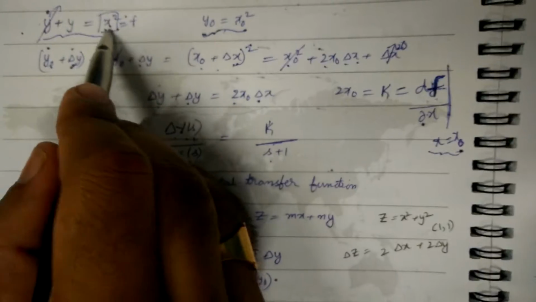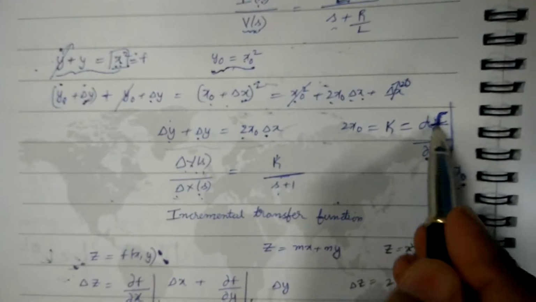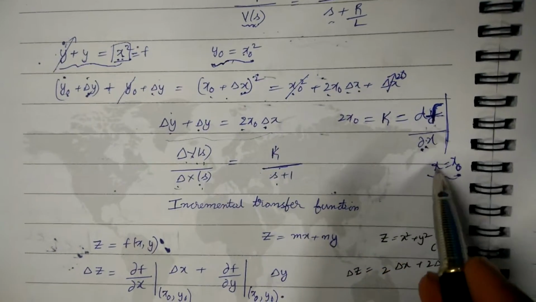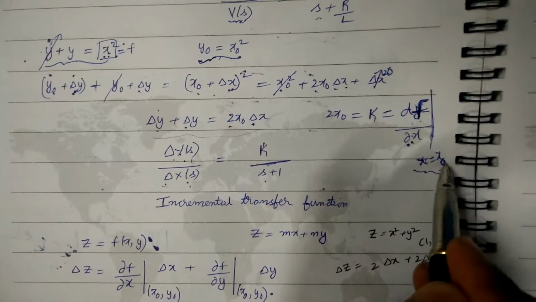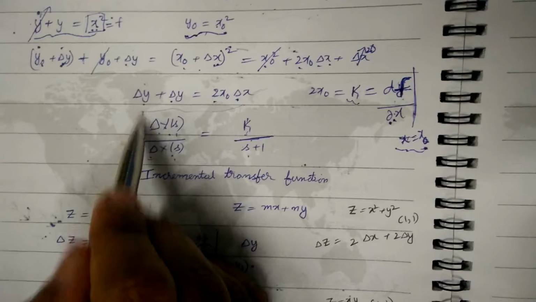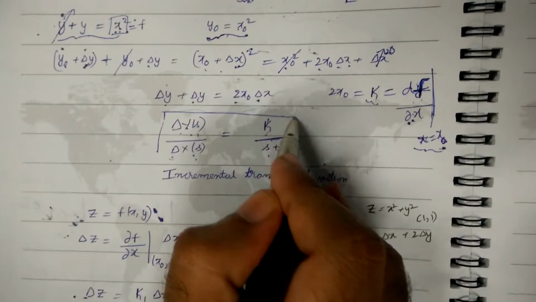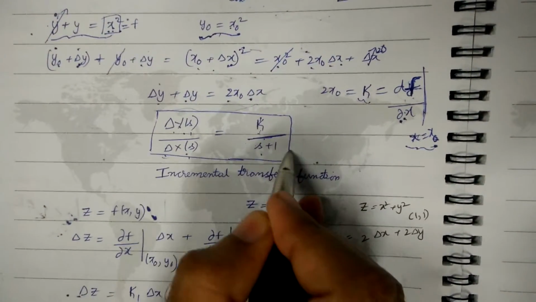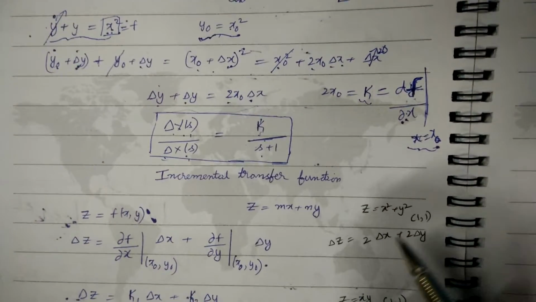So how to do it: find out the nonlinear part, differentiate with respect to x, and substitute that operating point. We will get that constant. So this will be your linear approximation or incremental transfer function of a nonlinear dynamical system.